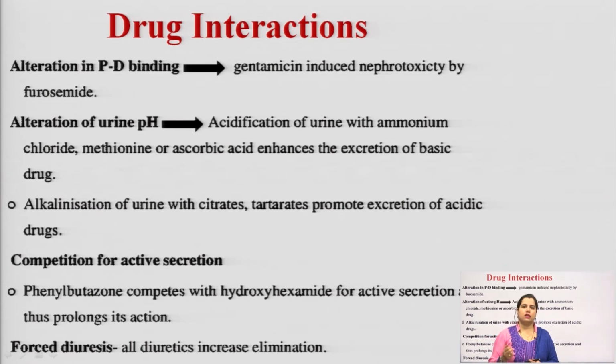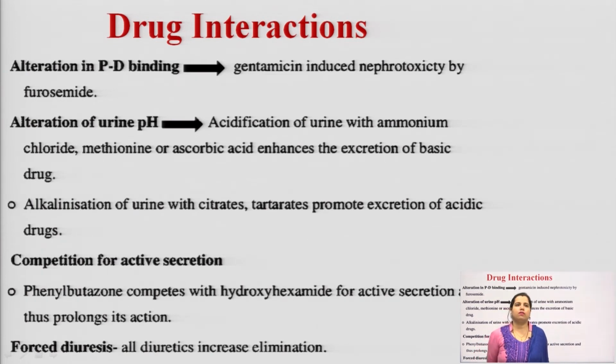If the pH comes into the acid range, it will increase the renal clearance of basic drugs. Alkalinization of urine with citrates, tartrates promotes excretion of acidic drugs and vice versa. So, for acidification, ammonium chloride, methionine and ascorbic acid are some examples given here. They are responsible for increasing the excretion of basic drugs, whereas substances like citrates and tartrates promote excretion of acidic drugs.